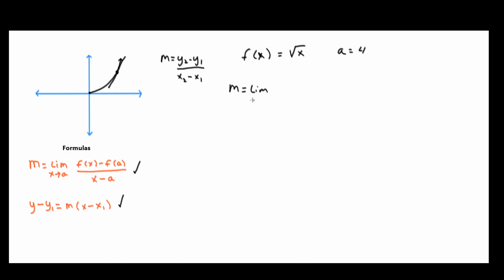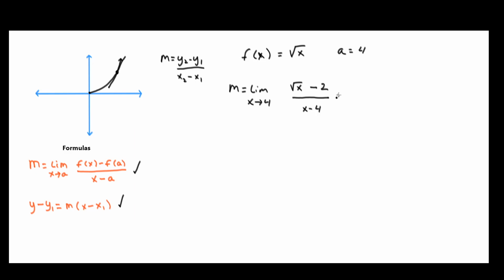So we have a limit of x to 4. Then our function is going to be the square root of x minus this value plugged into our function, which gives us 2, over x minus 4. Now, looking at this, obviously we can't plug in 4 because we'll get 0 over 0, which is not defined. So we'll go ahead and get the conjugate of this.